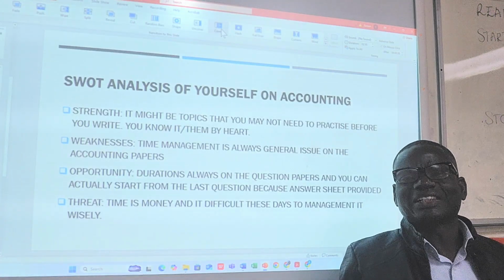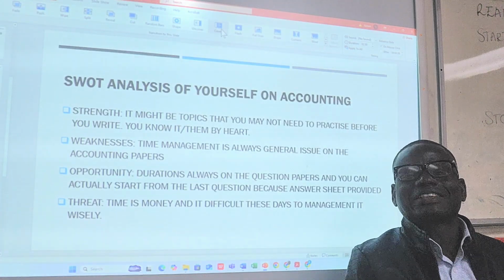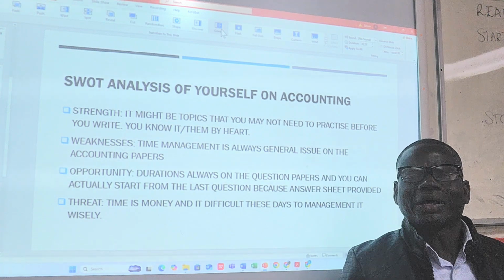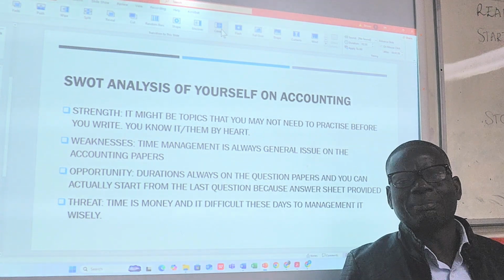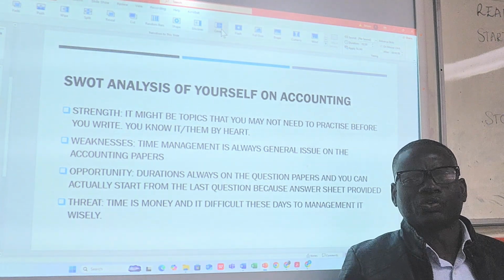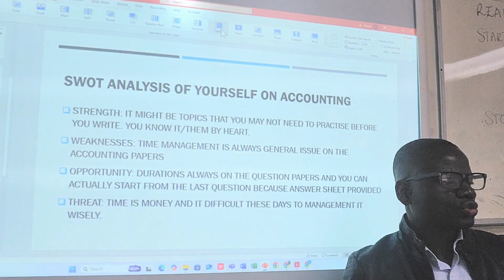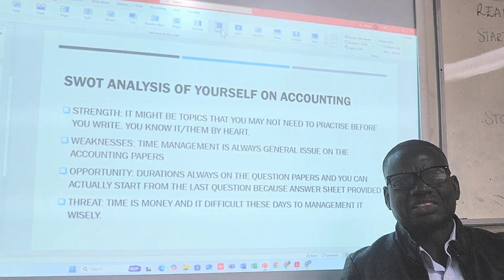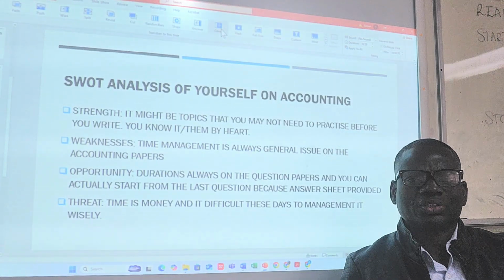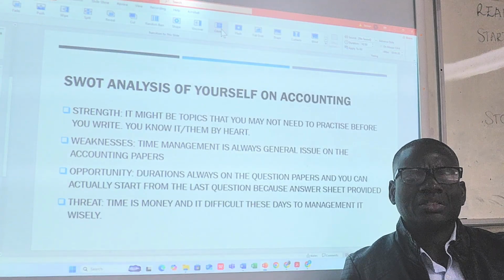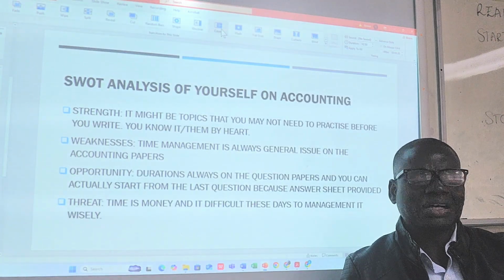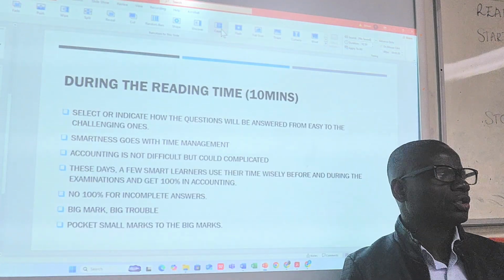They can never give you extra time. If it's 2 hours, it's 2 hours for everybody. You cannot ask for additional minutes, additional time for it. You just have to structure yourself. That time is the main trouble. It's a threat to this paper. Therefore, you work over smart the time so that you get it done.